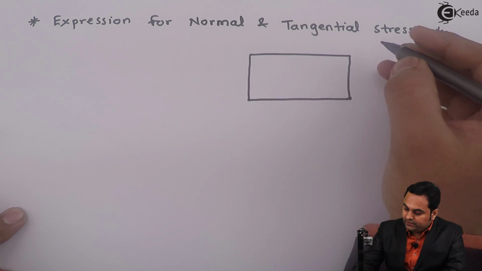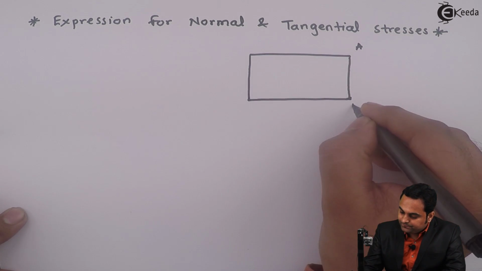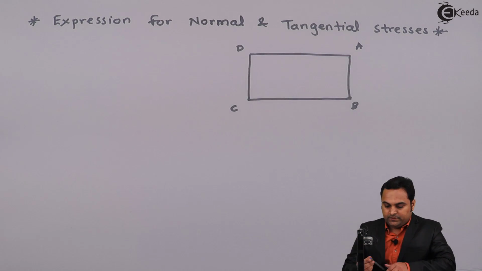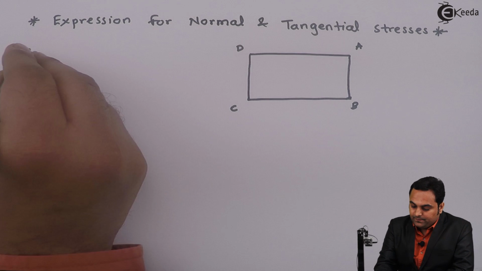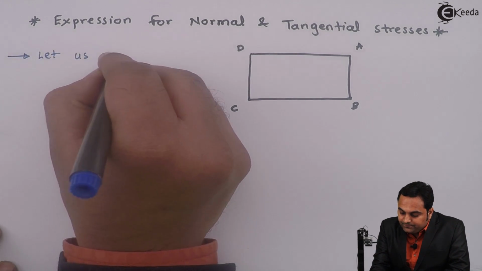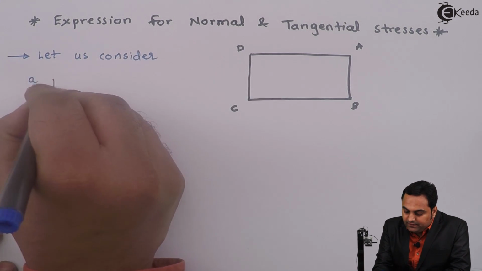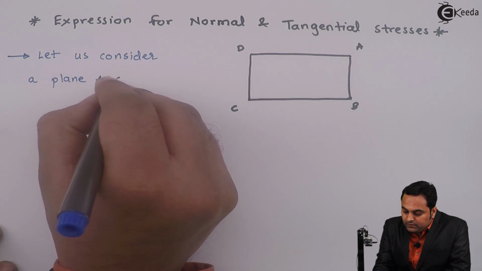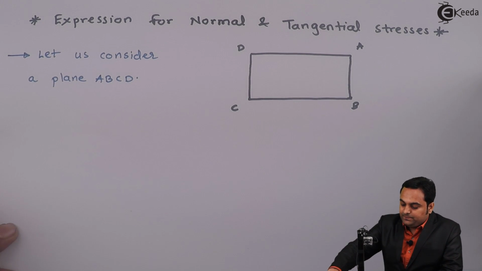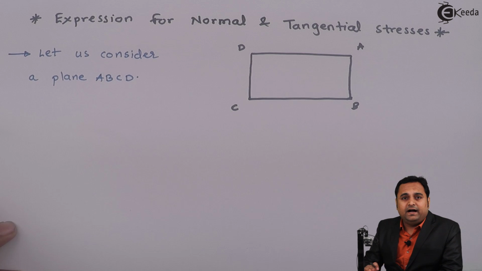Now, here I have drawn a plane ABCD. I'll say that while deriving the formula, let us consider a plane ABCD. Now, once I have considered this plane, the next thing is I'll denote stresses on this plane.